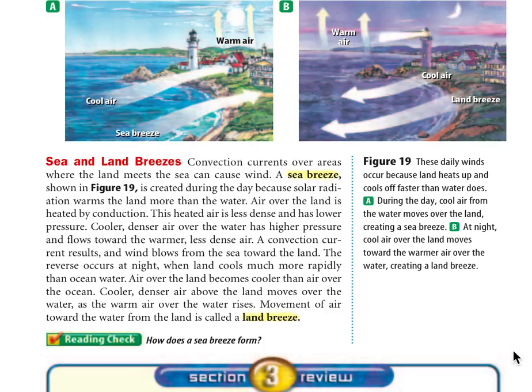The reverse occurs at night, when the land cools much more rapidly than ocean water. Air over the land becomes cooler than air over the ocean. Cooler, denser air above the land moves over the water, as the warm air over the water rises. Movement of air towards the water from the land is called a land breeze.